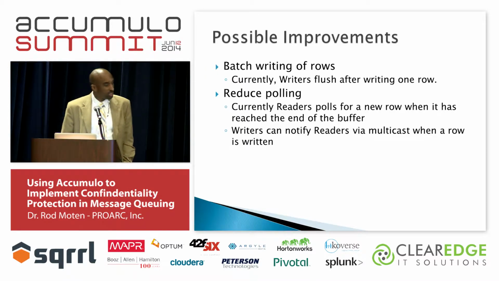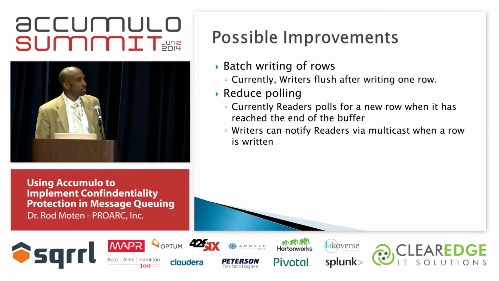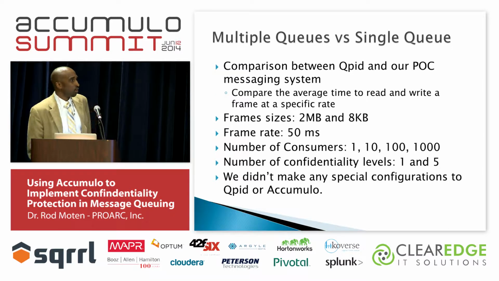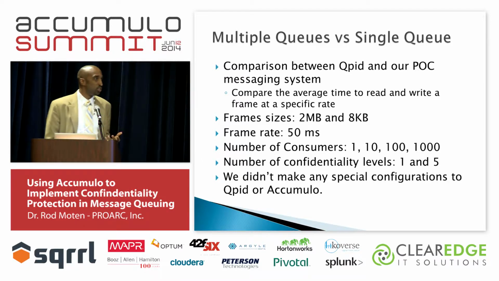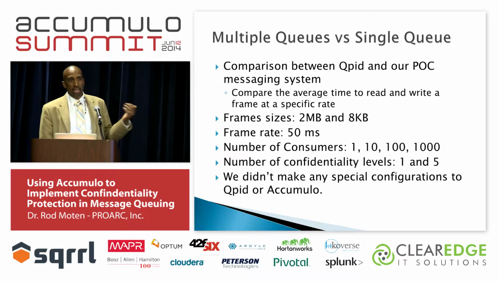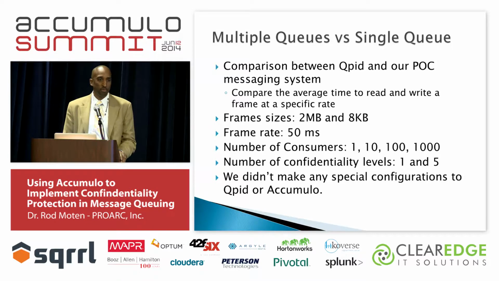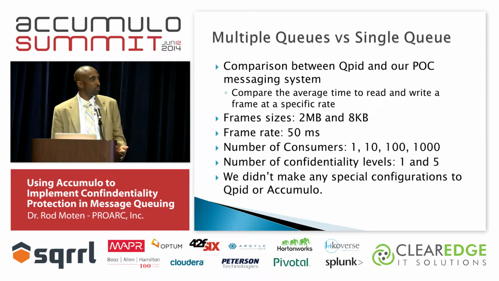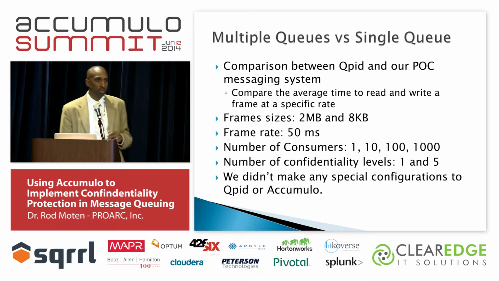So we wanted to compare what we did in Accumulo to a Q per confidentiality level implementation, and that was using QPid. What we wanted to do is see what's the average time to read and write a frame at a specific rate. So imagine you're streaming data. We wanted to see if, for example, we could stream uncompressed video at 24 frames a second. That's about 50 milliseconds, and uncompressed video is somewhere about 2 megabytes a frame.